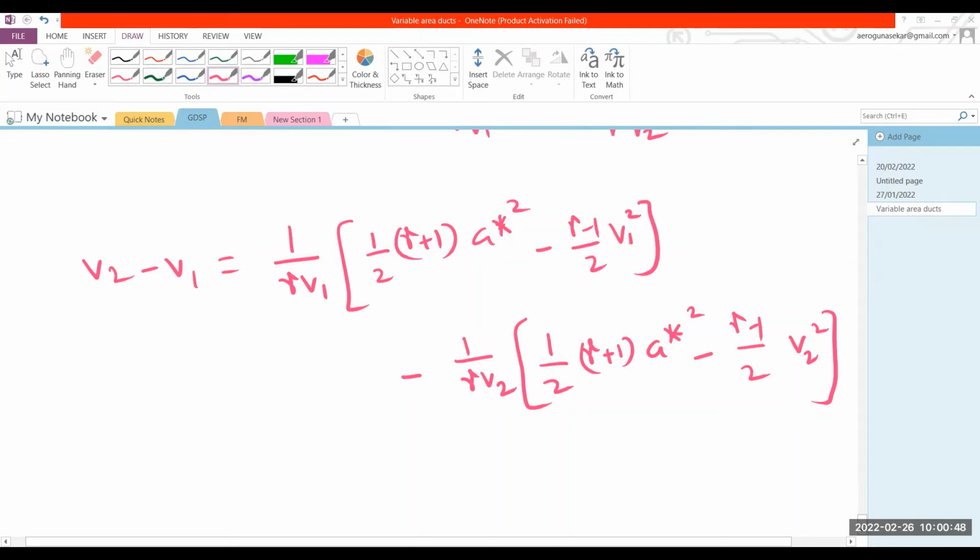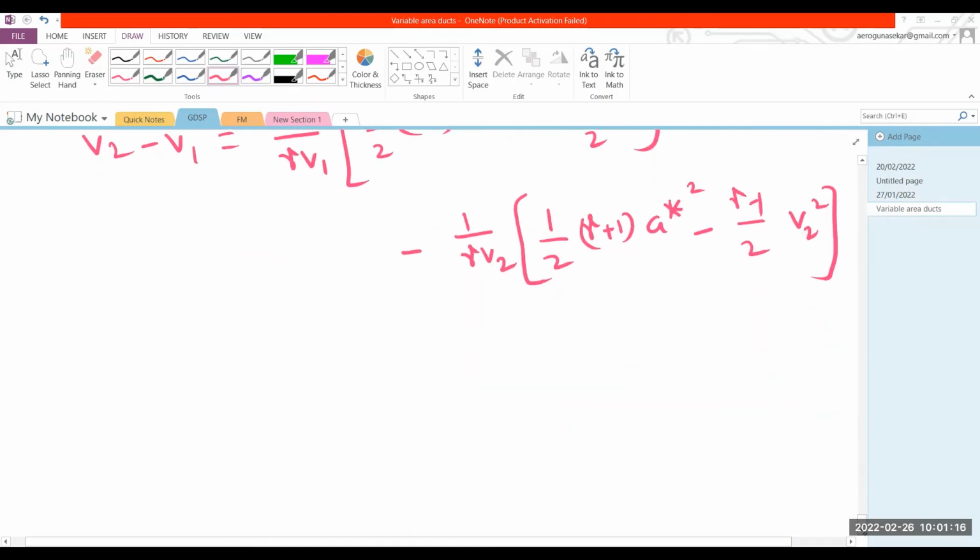This will be simplified. So it is like gamma minus 1 by 2 gamma into v1. Similarly here also, if you multiply with the second term, you get gamma minus 1 by 2 into gamma. If you want, I will write it in one more step, to be understood clearly.